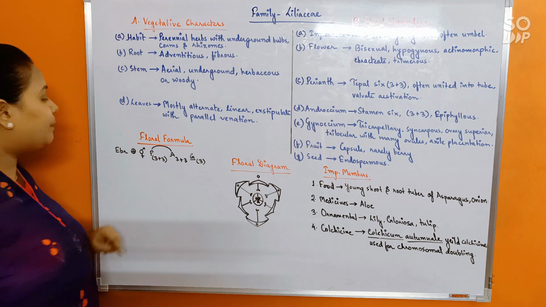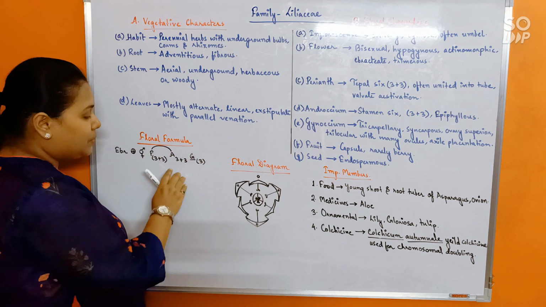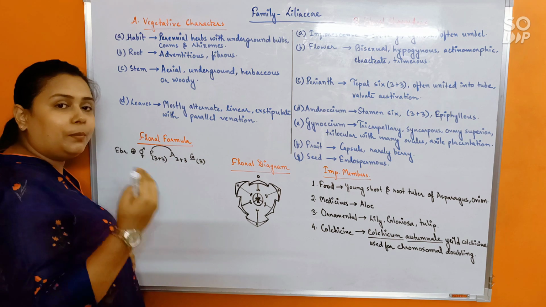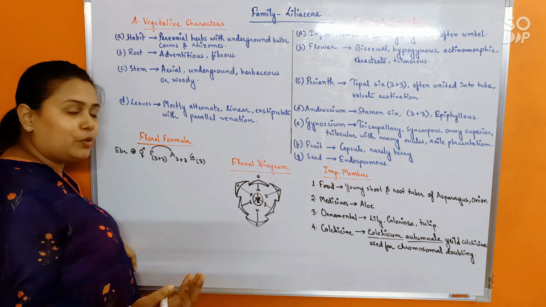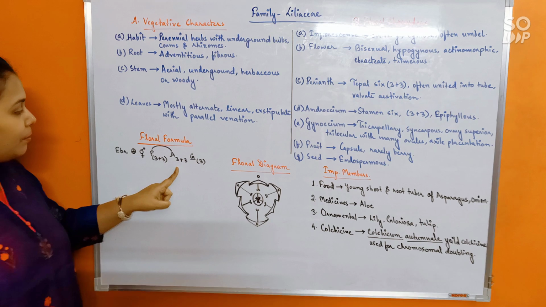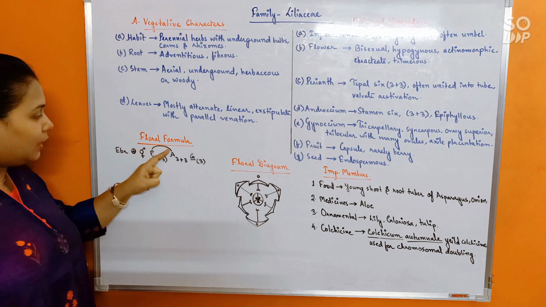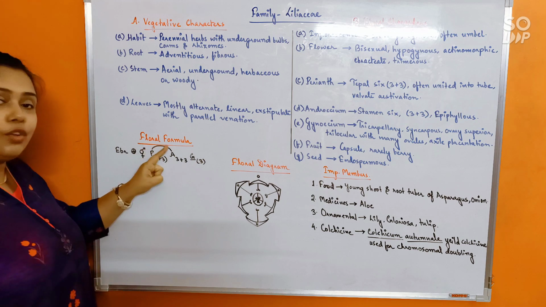Alright, next, androecium will also be 6 stamens, but then they would be arising 3 from inside, 3 from outside. That's why 3 plus 3 arrangement. And also do remember, the stamens being attached to the tepals, we have a sign like this which shows fusion, isn't it?